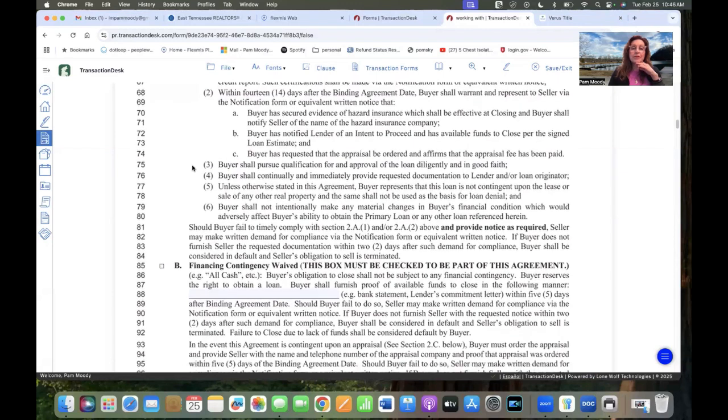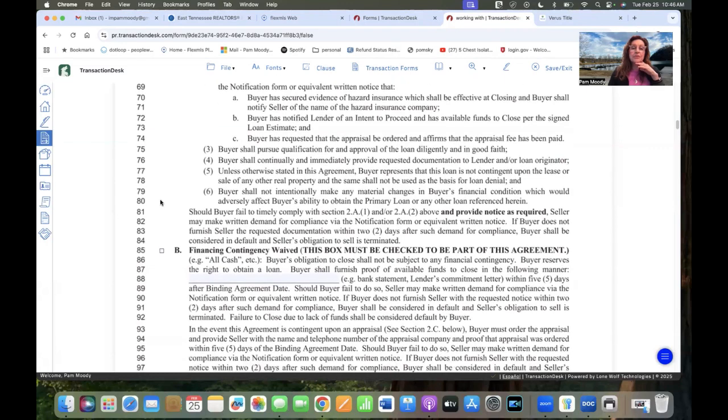Buyer shall pursue qualification for and approval of the loan diligently and in good faith. Buyer shall continually and immediately provide requested documentation to lender. Unless otherwise stated in this agreement, buyer represents that the loan is not contingent upon the lease or sale of any other property. So if you've got to sell something else, we would have already stated in here and say it's contingent. So this right here, unless stated otherwise in the agreement, and I would state that if you told me, Pam, we need to sell our house, then we would have what they call a contingent offer.